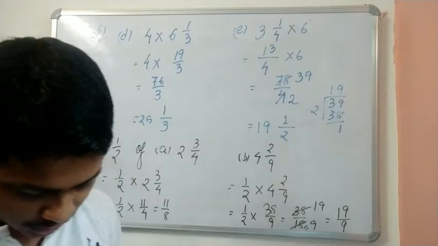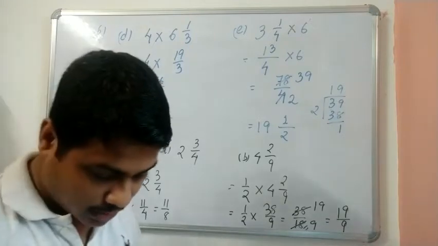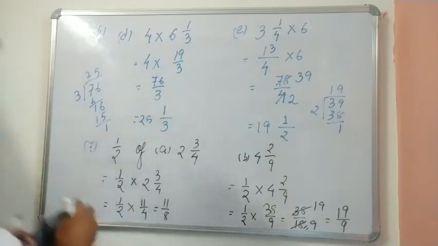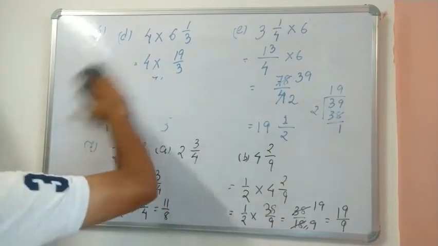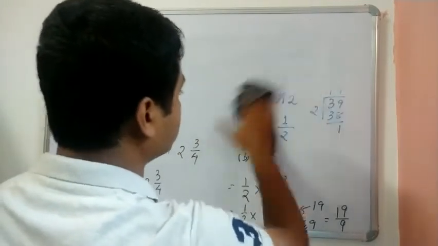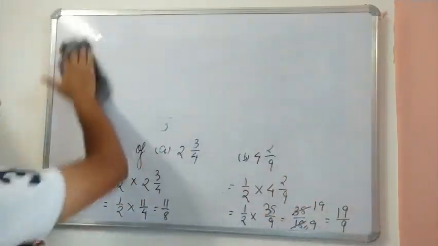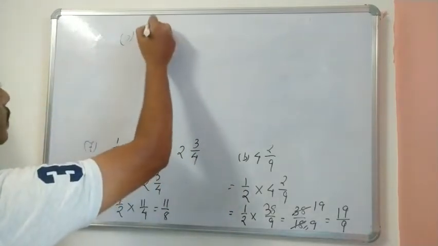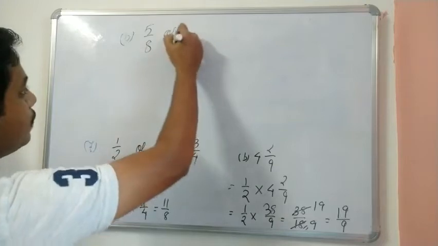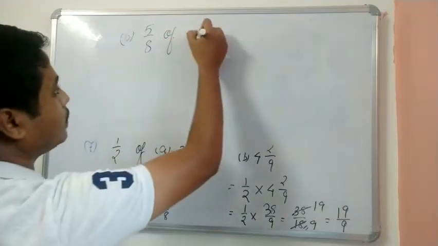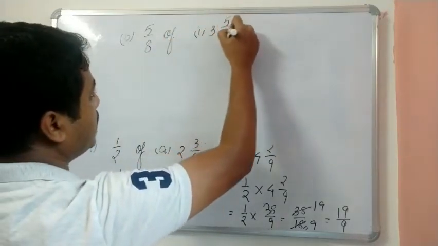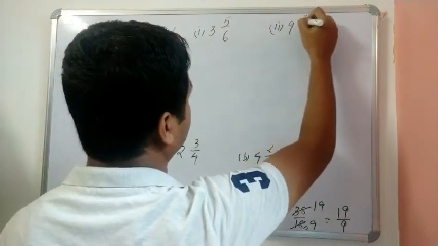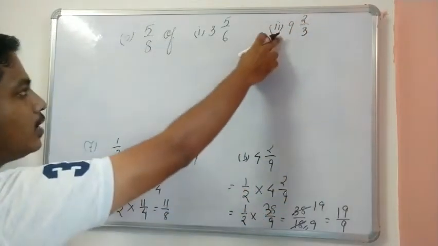I go to question number 2, that is question B. Question B is 5 by 8 of, first, 3 5 by 6, and second, 9 2 by 3. This you have to do by yourself. I am doing this one.